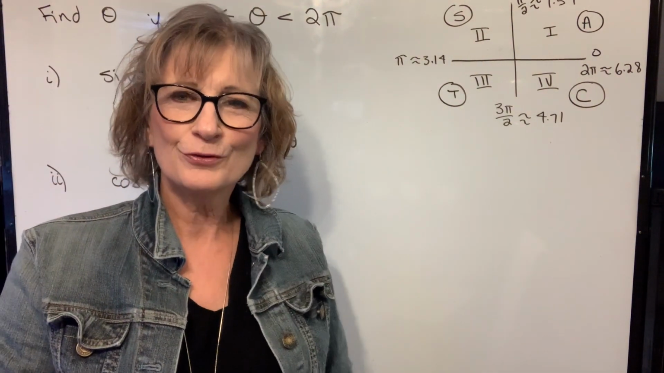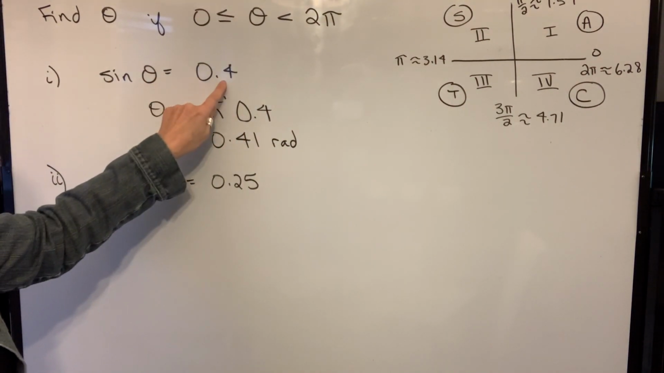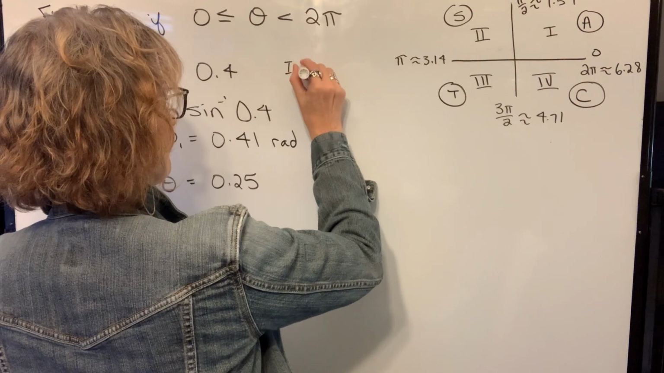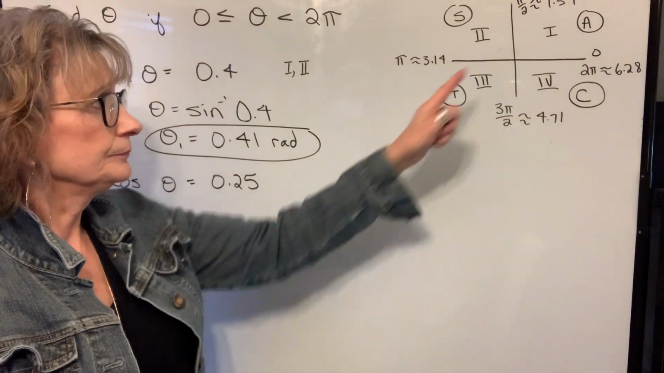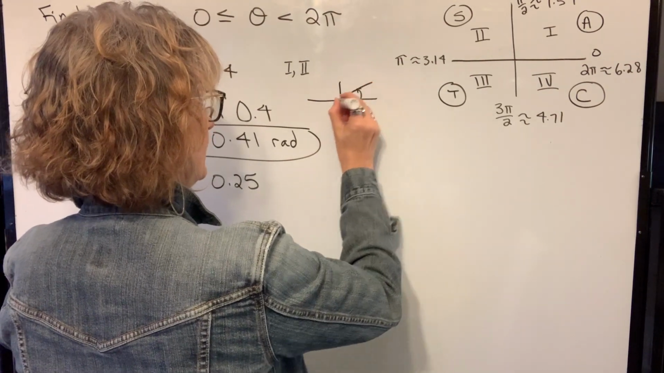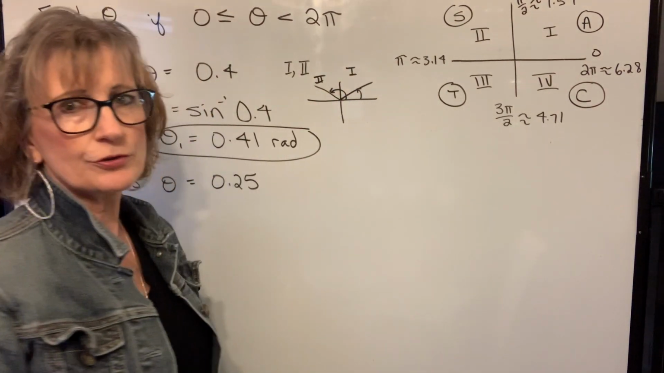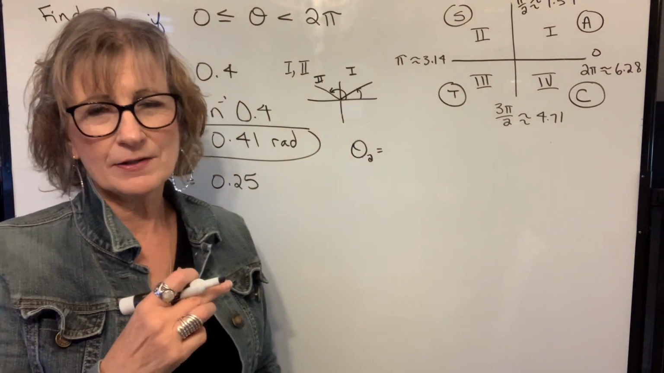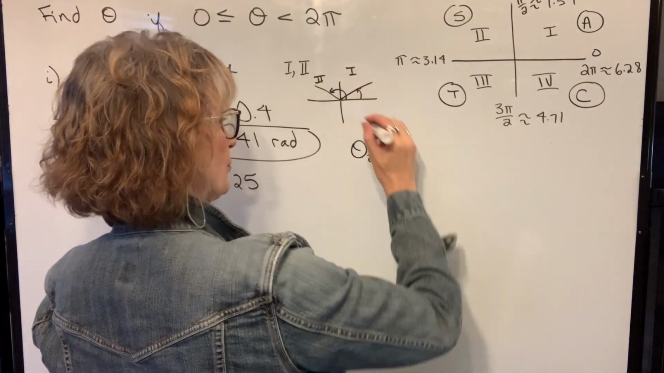So using all that information again, we're going to find the second angle. We know that sine is positive in quadrants 1 and 2. The angle that we obtained is in quadrant 1. So we want to find this angle here in quadrant 2. We know the amount of rotation will be 0.41 radians. In order to find our second angle, we take pi radians, subtract that rotation of 0.41.